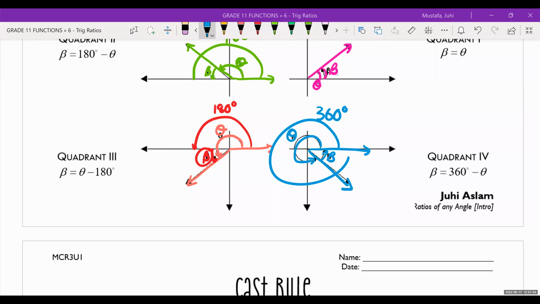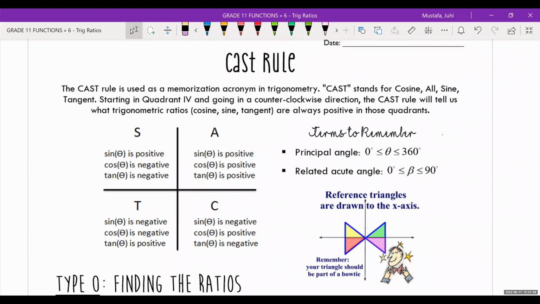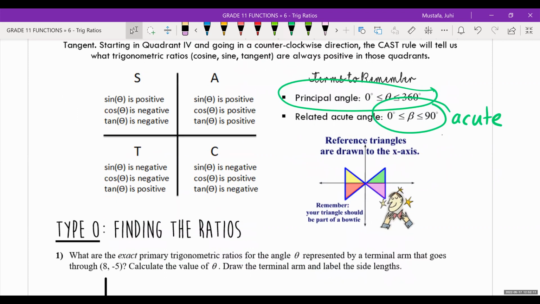All right, so here is the explanation of everything again. The CAST rule, C-A-S-T. Some things to remember: your principal angle can be any angle between 0 and 360, but the related acute angle has to be acute, which means it has to be between 0 and 90. I have also drawn that little bow tie for you again that we're going to keep referring back to. And we're going to remember when we're drawing our related acute angles, they will always be in this position over here.